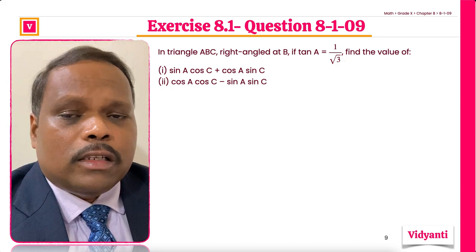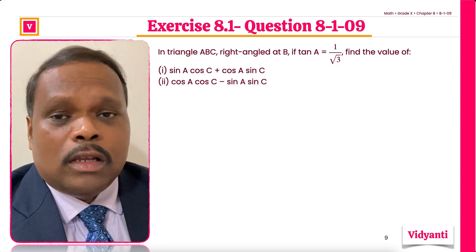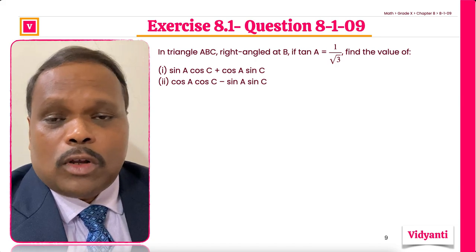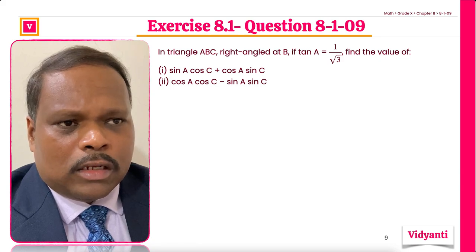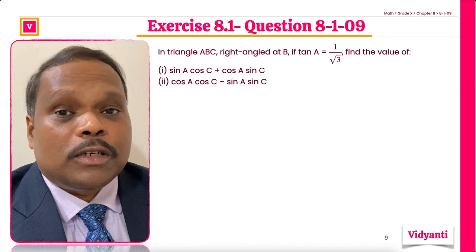Remember when we studied the trigonometric ratios of the standard angles with the help of a table, we studied 0 degree, 30 degree, 45 degree, 60 degree and 90 degree. This happens to be one of those values. In fact, tan of 30 degrees is 1 over root 3. So just by inspection, we can say that A is actually 30 degrees. We don't even have to construct a triangle.